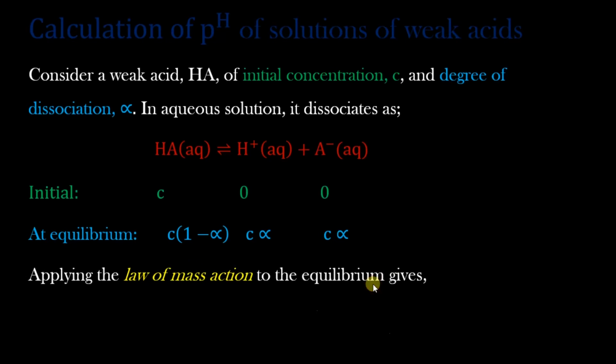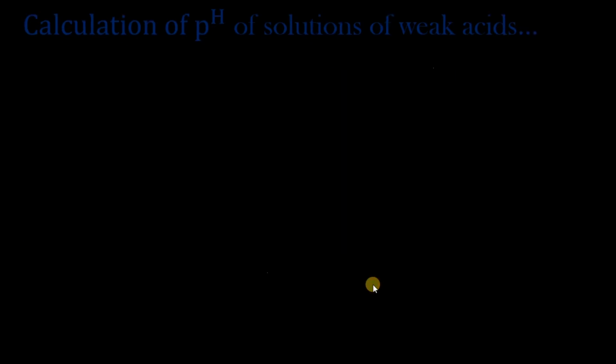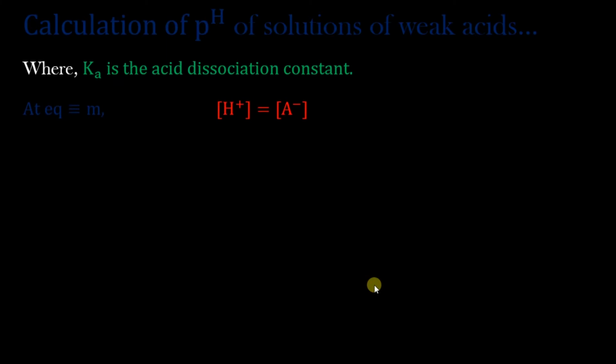If we apply the law of mass action to this equilibrium, we obtain an equilibrium constant Ka, given by the product of the molar concentration of hydrogen ions and the molar concentration of the anion divided by the molar concentration of the acid. Ka is known as the acid dissociation constant, and we are going to use it in most of our calculations. Our assumptions here are two. The first is that the molar concentrations of hydrogen ions and of the anion are the same. That can be seen from the equation.